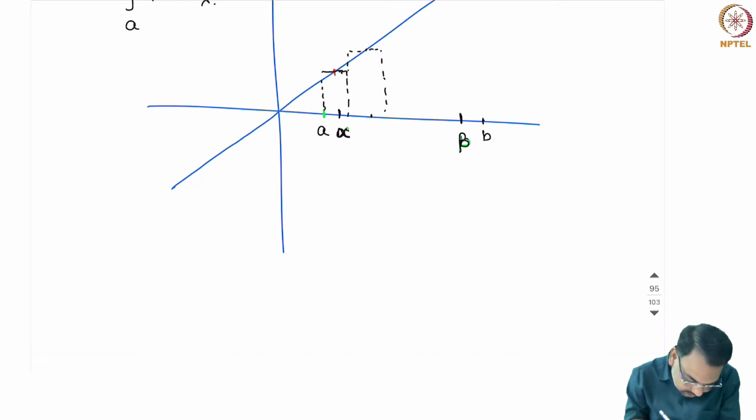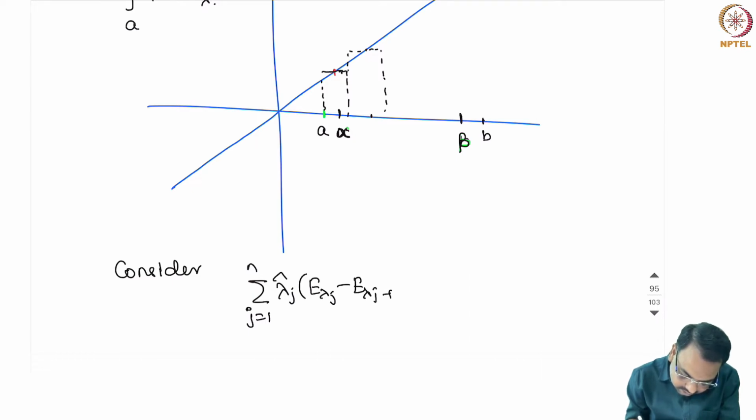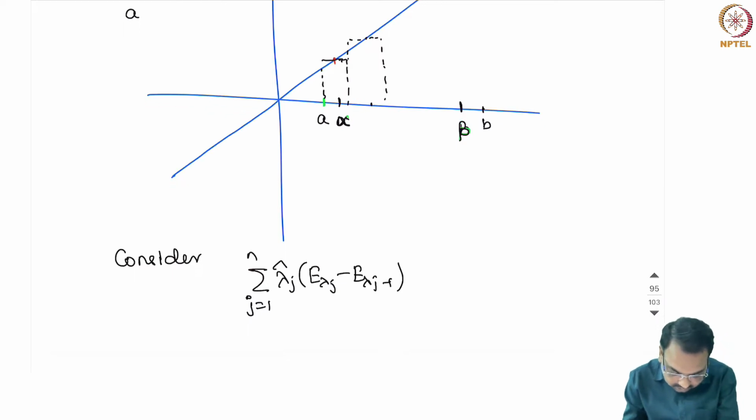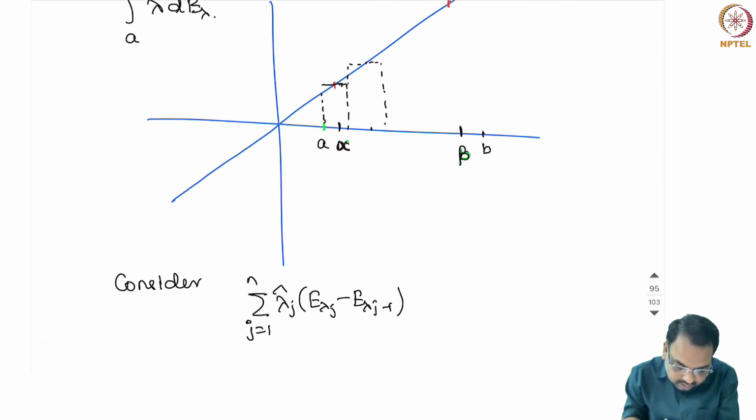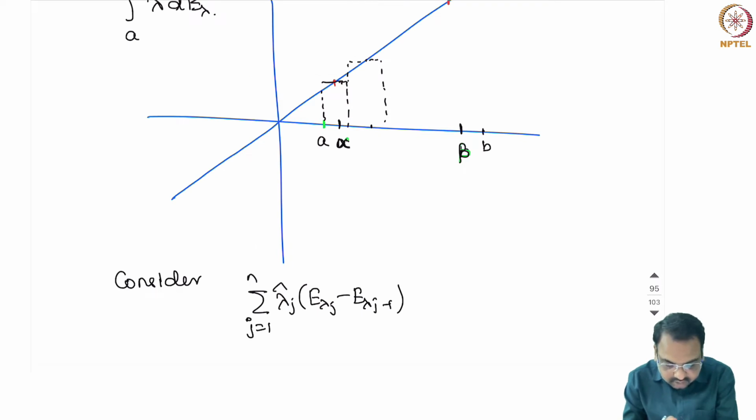Okay, so let us consider the summation j equal to 1 to n of lambda j hat times E lambda j minus E lambda j minus 1. Here for lambda j hat we can take A and B, and in between we can take some others also. If lambda is bigger than or equal to A, E lambda and EA are same. If you take any lambda bigger than A, then E lambda and EA are same.